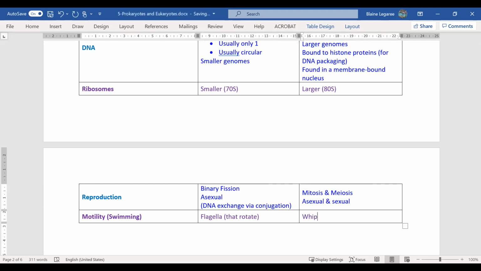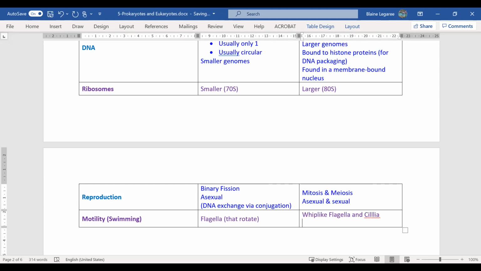And eukaryotes may have flagella as well, but these flagella are more whip-like. So they don't rotate, they kind of flop up and down. And they also have something called cilia. So more on all these structures as we get into further lectures. Also, some eukaryotes do something called amoeboid movement. And if we're lucky, we're going to actually observe some of this movement in lab 5 in person when we come back to campus.